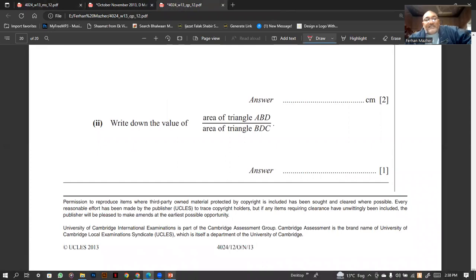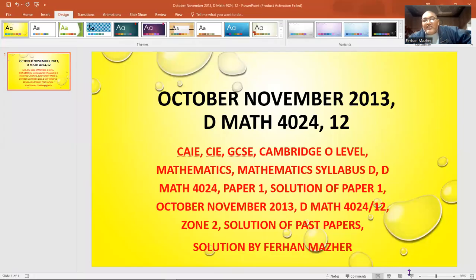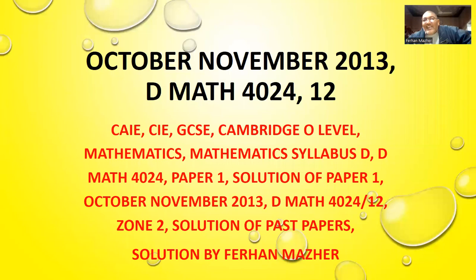I hope you understand. So my dear students, today we have completed the October-November 2013 paper 1-2. This paper 1 was from zone 2. In this paper 1, there were 26 questions, and I have tried my best to explain to you how to solve them. And I hope that this video will help you.